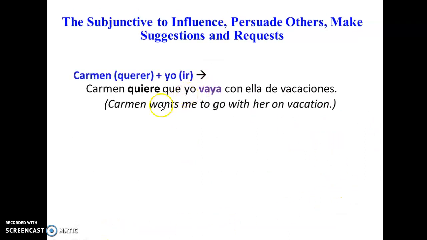So let's see a few sentences with these verbs trying to persuade. Carmen quiere que yo vaya con ella de vacaciones. So we have two subjects, Carmen and yo, and we have two verbs. Carmen wants me to go with her on vacation. It's a persuasion because Carmen doesn't want to go alone, so she's asking this person to go with her.